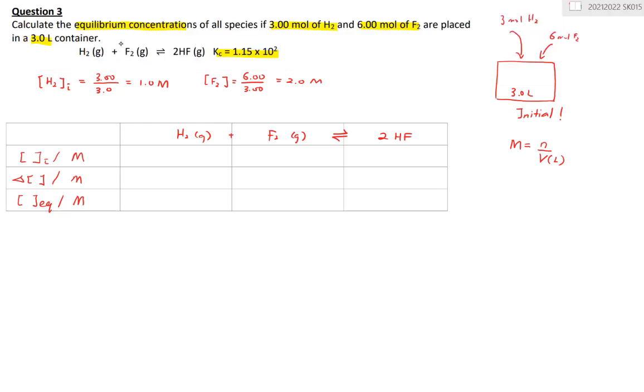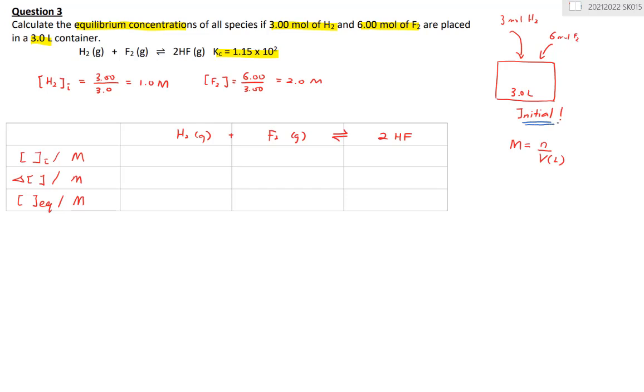Hi class. In this video, we're going to start from where we stopped last time, which is question number 3. So madam will repeat again for these questions, and then please check your answer for question number 3 here. Calculate the equilibrium constant for all species if there is 3 mole of hydrogen gas and also 6 mole of the fluorine gas placed into a 3-liter container. So you can see over here we have our 3-liter container.